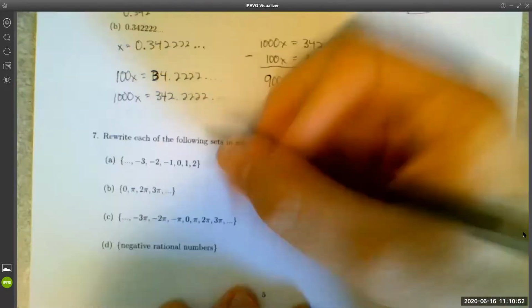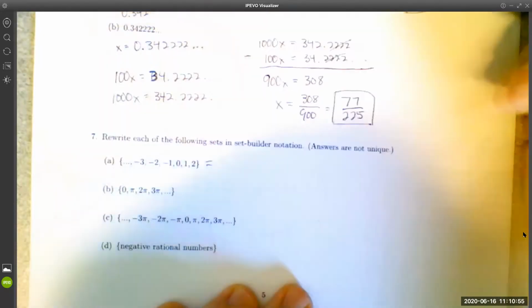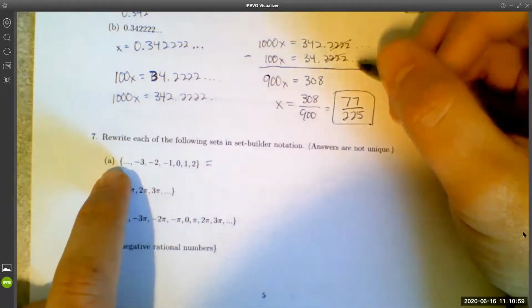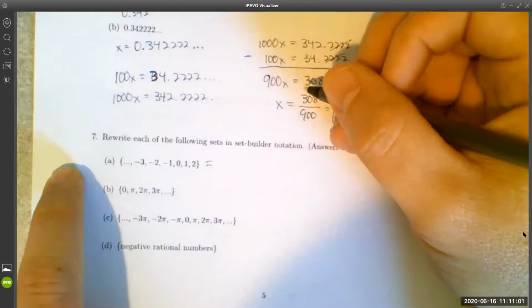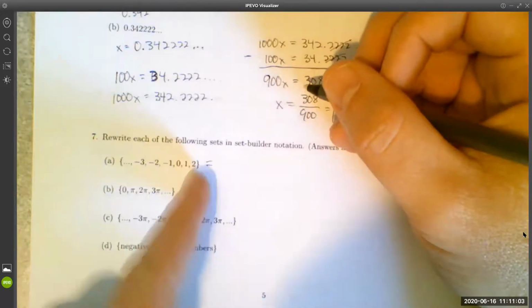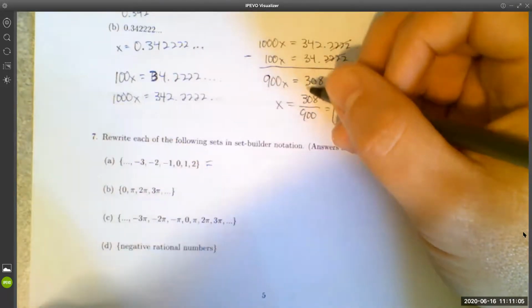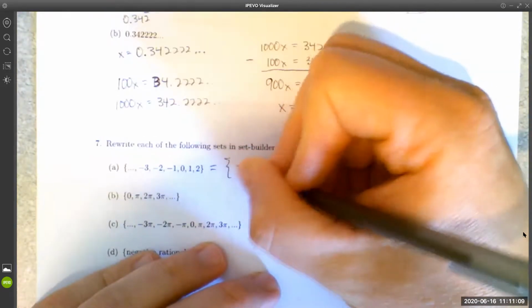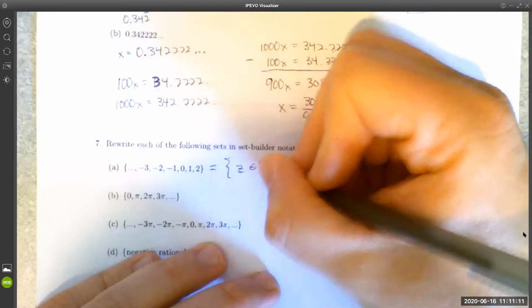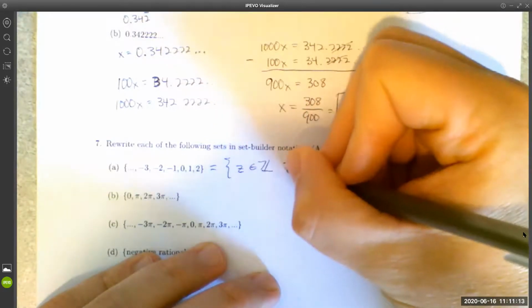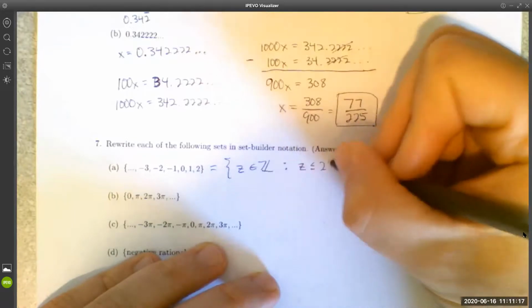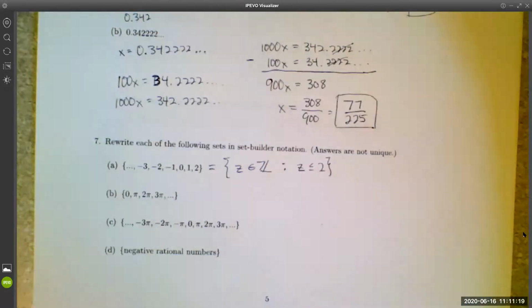Okay, so here's one possible way. These are just integers, but while they're going on and on forever in the negative direction, they stop at 2 in the positive direction. So I think the way that I would write this is I would say, well, this is the set of all integers z where z is less than or equal to 2. Okay, so it's just the set of all integers less than or equal to 2.